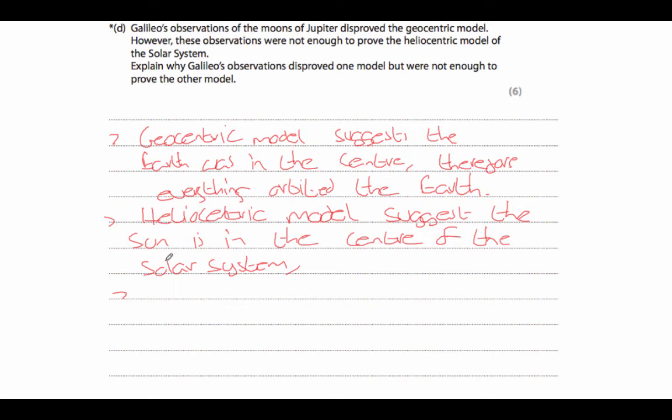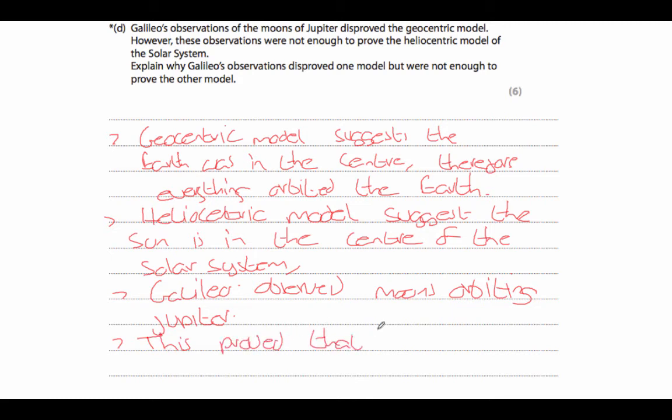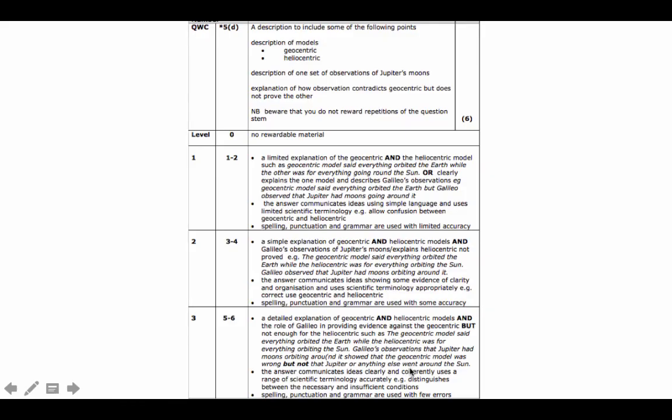So he disproved the geocentric model. And how did he do that? Galileo observed moons orbiting Jupiter. This proved that not everything orbited the Earth. Easy peasy. Now, that's probably going to get you 4 or 5 marks, but let's have a look at how we can get a few more.